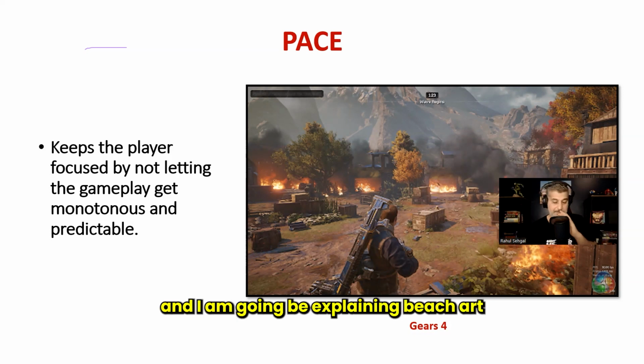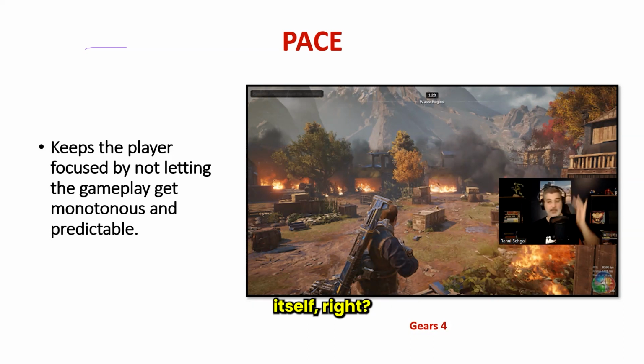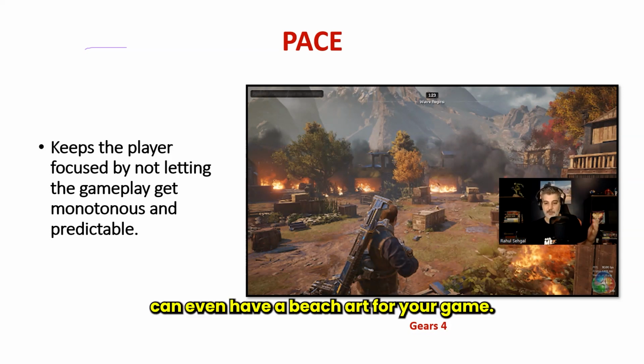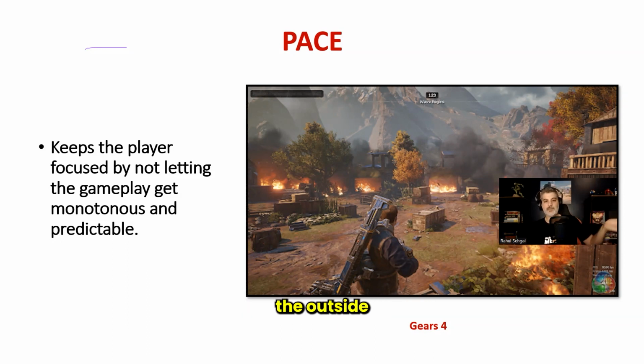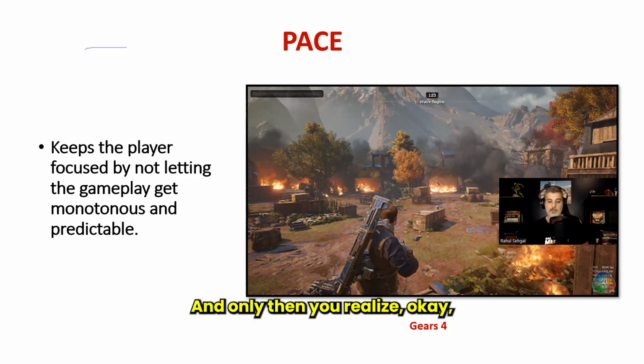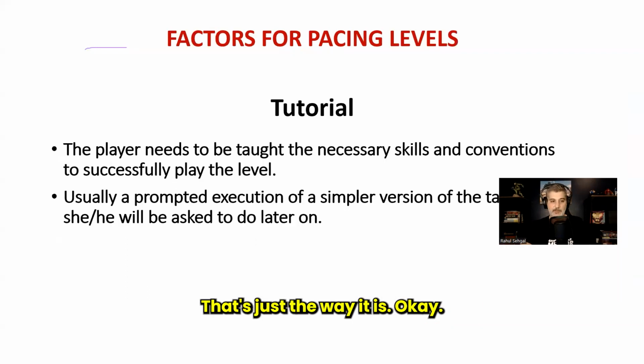I'm going to be explaining beat charts probably in the next class as well, right? You can even have a beat chart for your game, but at the end of the day, you will still not understand if your pace is good or bad. It'll have to be a tester, someone from the outside who comes in and plays your game, and only then will you realize. Because remember, you suck at testing your own game. That's just the way it is, okay?